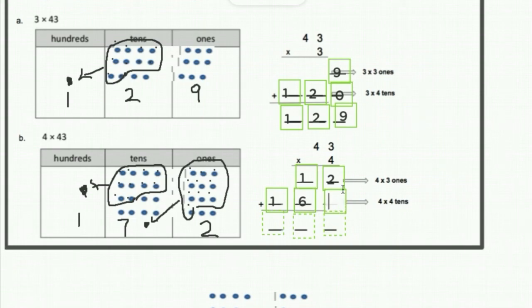Yes, 160. Starting in my ones, let's go ahead and add our partial products. 2 plus 0. Easy peasy. 2. 1 plus 6. Good. 7 and nothing plus 1. Good. 1. We got 172 both times.